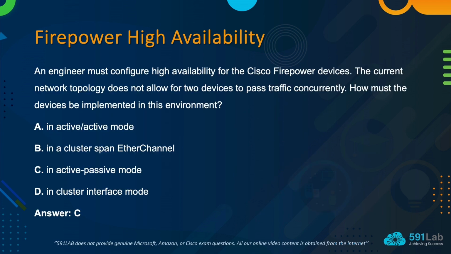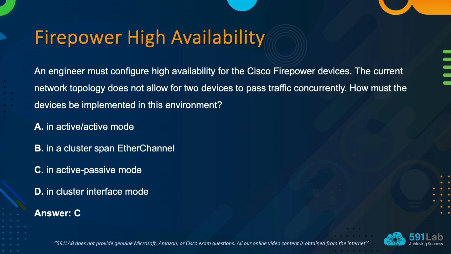Hence, the correct answer is C, which is active-passive mode. Here, passive means standby. Active-passive mode, also known as failover mode, is a high availability configuration where one device actively processes traffic while the other device remains on standby, replicating the configuration and state of the primary device. If the primary device fails, the secondary device automatically takes over, minimizing the downtime.